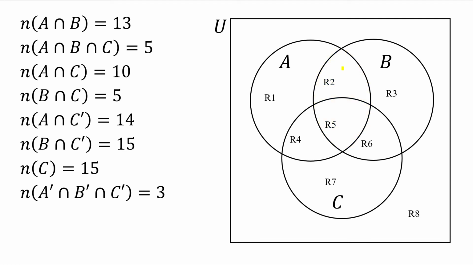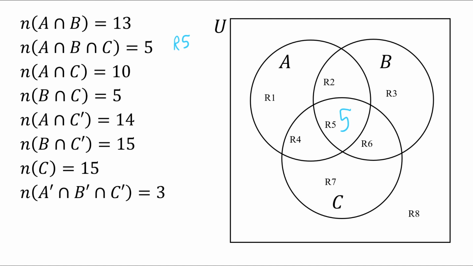All right, so we can't do anything with that piece of information yet, so let's move on to the next piece of information. It says the number of elements in A intersect B intersect C is 5. That refers just to region 5, so that is the intersection of all of those sets. It has to be in A, and in B, and in C. Since that's one specific region, we can go ahead and put a 5 there.